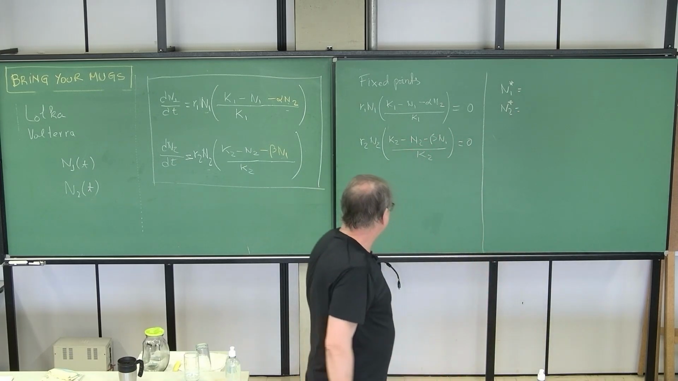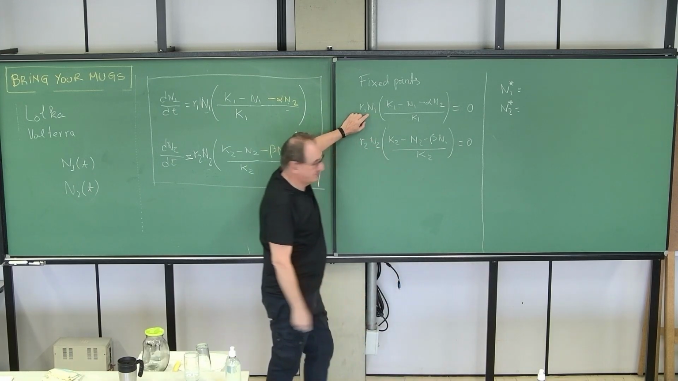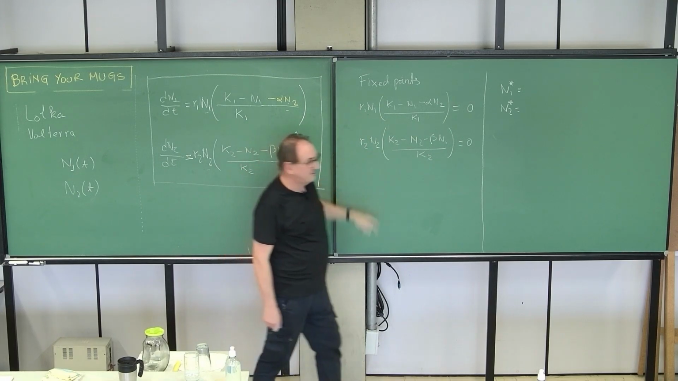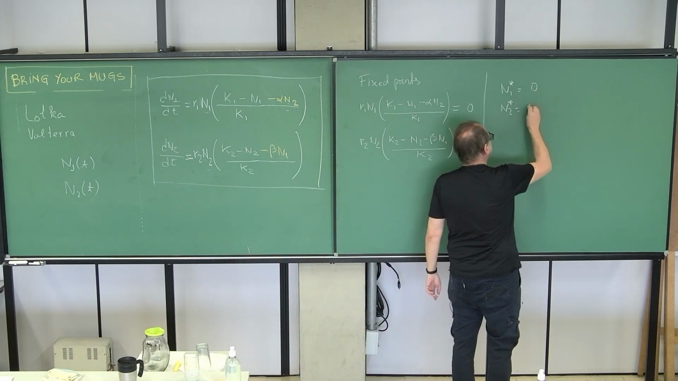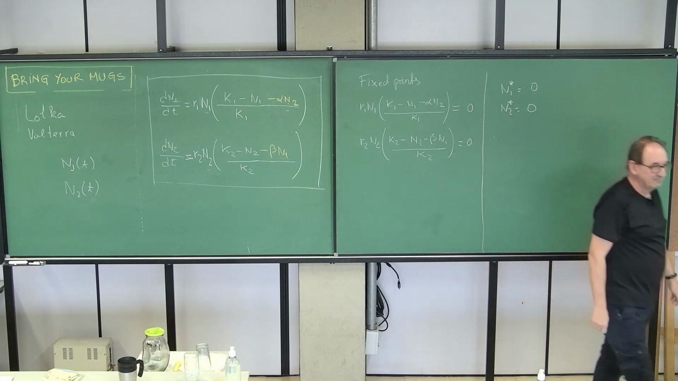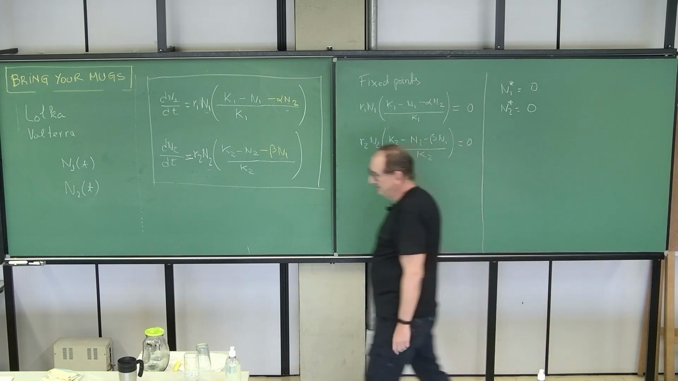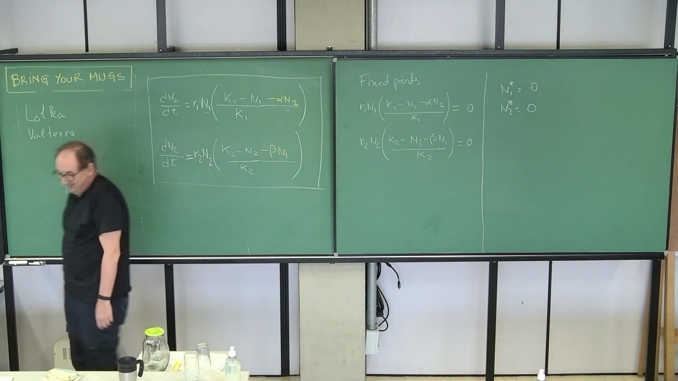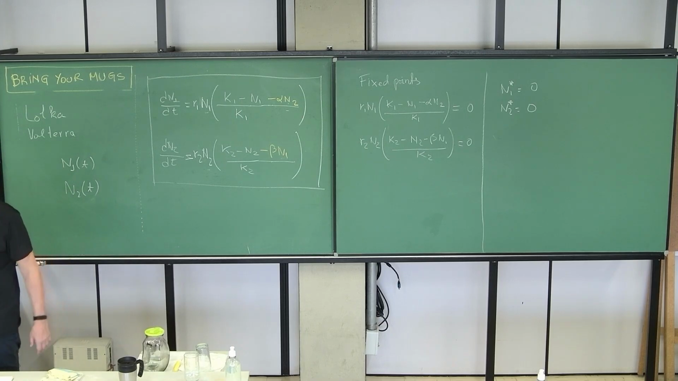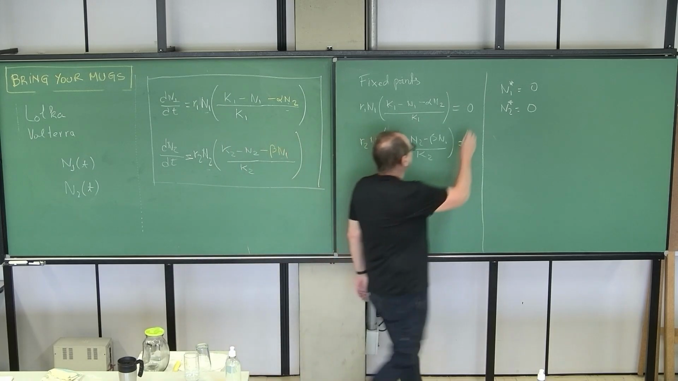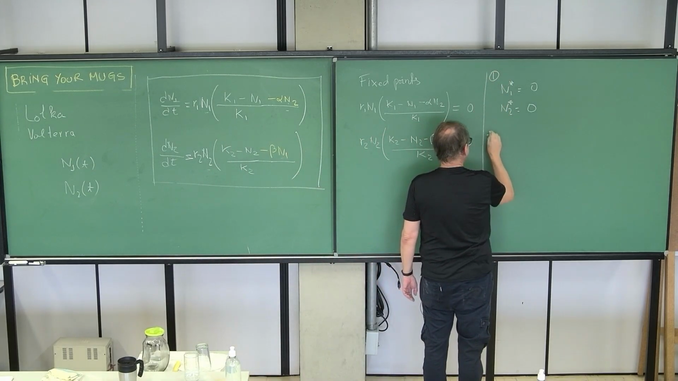So the first one is N1 equal to 0, which makes this equal to 0, and this one is also equal to 0. So the fixed point at the origin is a fixed point, which is what happens always, because if you don't have species 1 nor species 2, then there's nothing happening. So it's always a fixed point. This is the fixed point I will call number 1. And then the fixed point number 2.